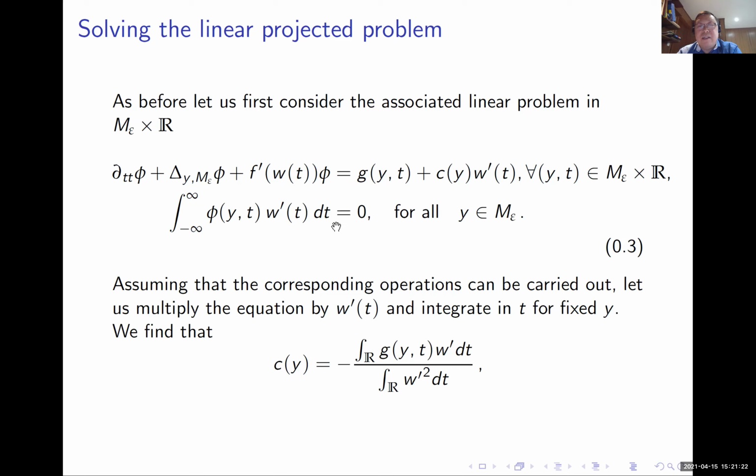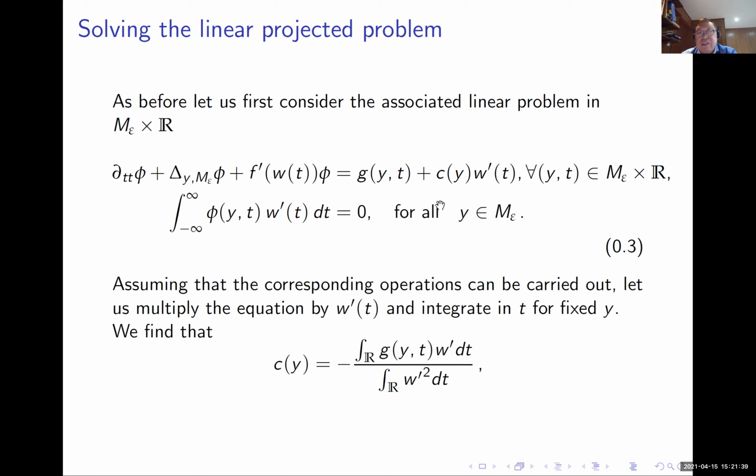The linear problem. And we want to find a solution. So we want to find a solution to this problem, with infinitely many orthogonality conditions.